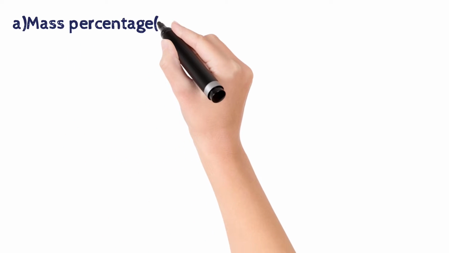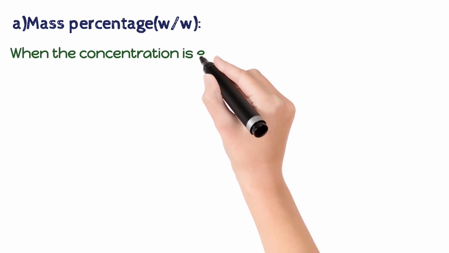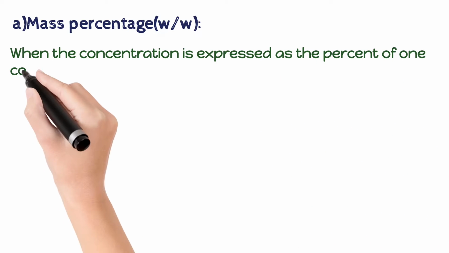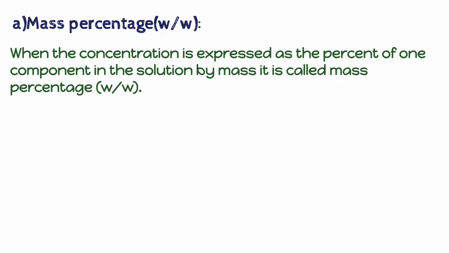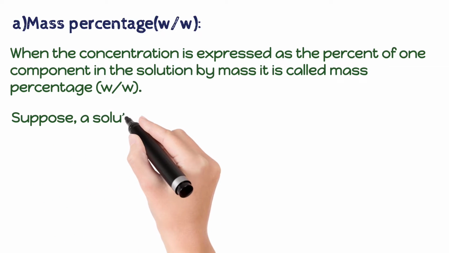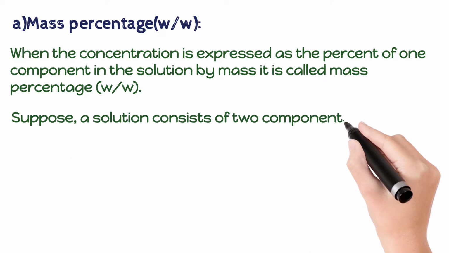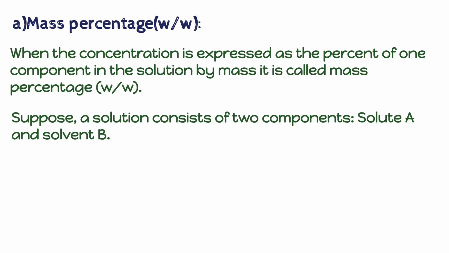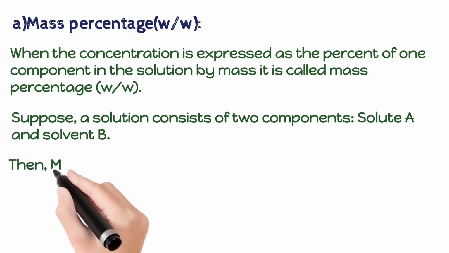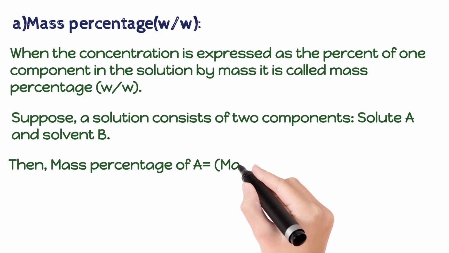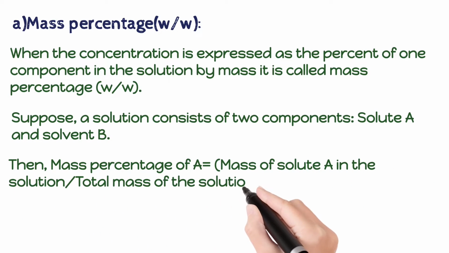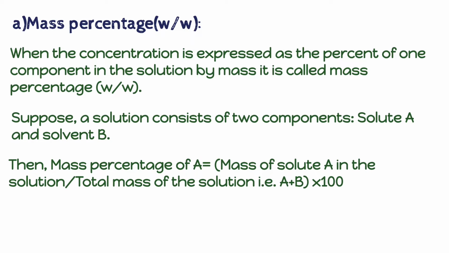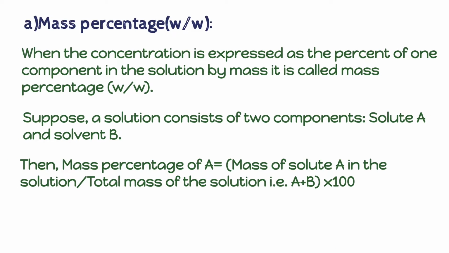What is mass percentage? When the concentration is expressed as the percent of one component in the solution by mass, it is called mass percentage. Suppose a solution consists of two components, solute A and solvent B, then mass percentage of A equals the mass of solute A in the solution divided by the total mass of the solution, that is A plus B, whole into 100.